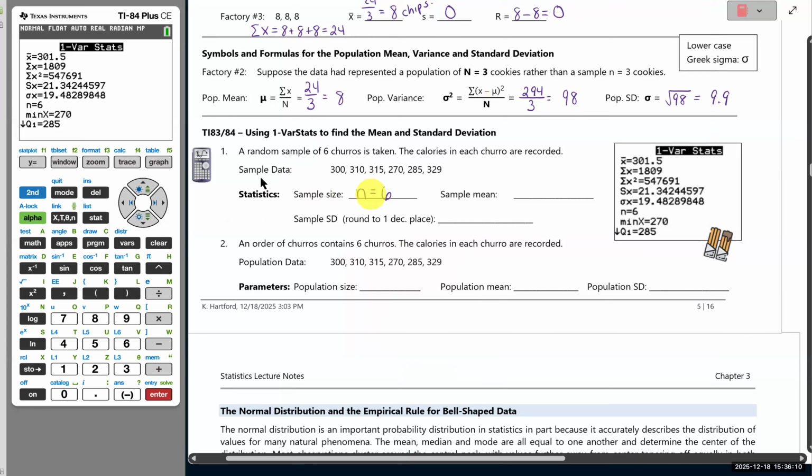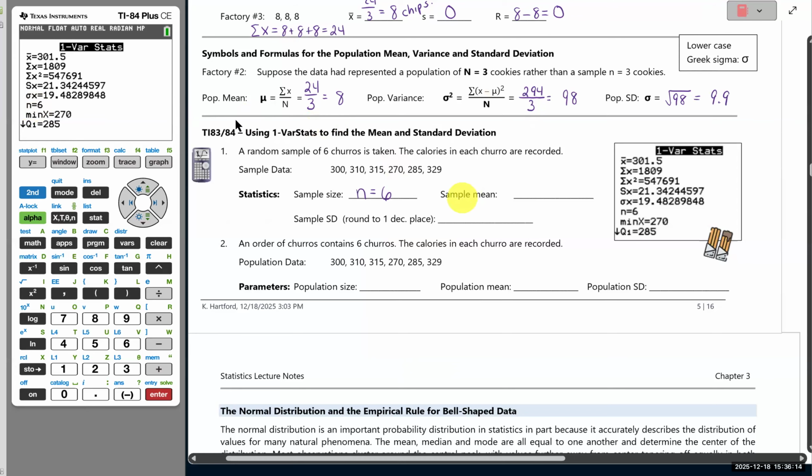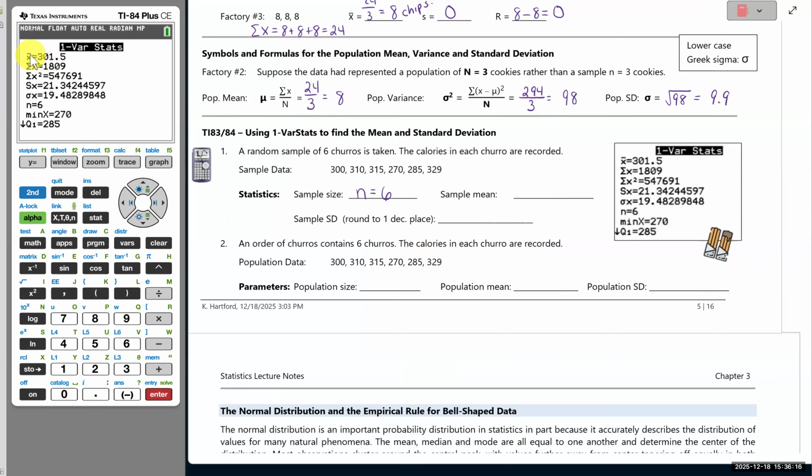So sample size, we got that. The calculator actually does say n is 6. And then let's do sample mean. So at the top, you're going to see x bar, and you should get 301.5. 301.5 calories is the average of those churros.